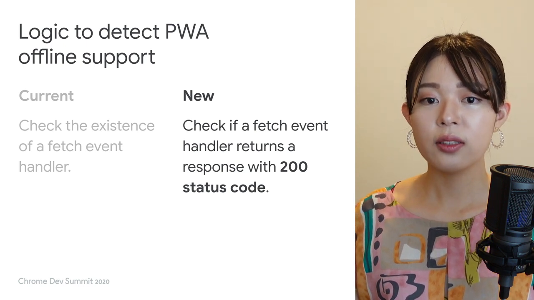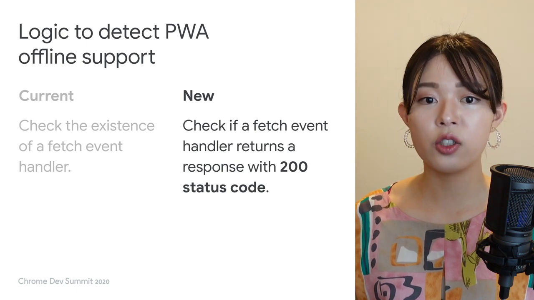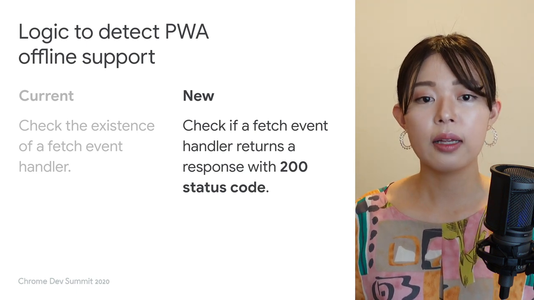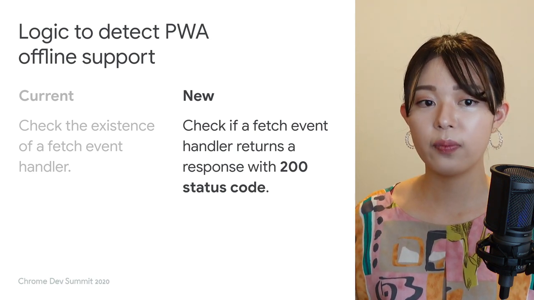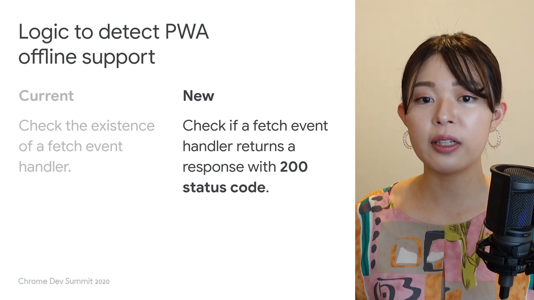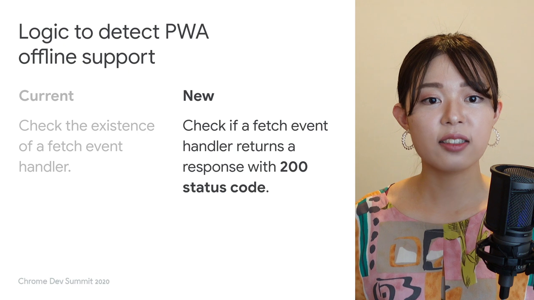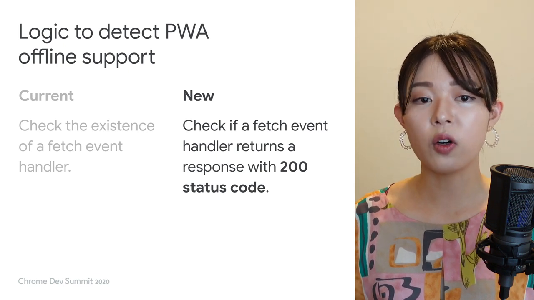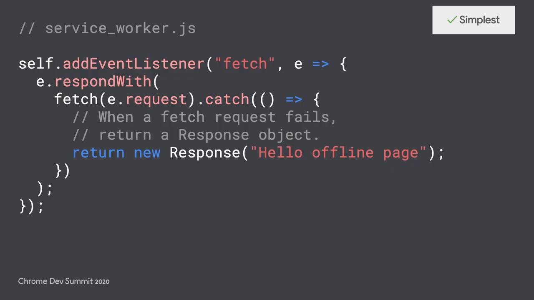In the new logic, Chrome will create a fake HTTP request and send it to a PWA's main page, which is specified as start URL in manifest.json, to see if the PWA responds with a 200 response. During the test, the PWA runs in a sandbox that doesn't have an internet connection. A PWA is considered offline capable if and only if it returns a 200 response for the fake request.